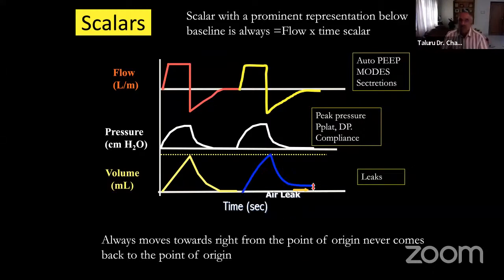In volume, the only thing that you can estimate is leak. When the volume in the expiratory component doesn't touch the baseline, you can understand there is some leak. This is the only thing you can make out, and you can remember it: when the volume doesn't come back to baseline, there is a leak. If it stops somewhere here, there is some leak; if it stops much higher, the gap becomes bigger and the leak is much more. So in the volume versus time scalar, the only thing you can reasonably make out is air leak, and that's how it presents.